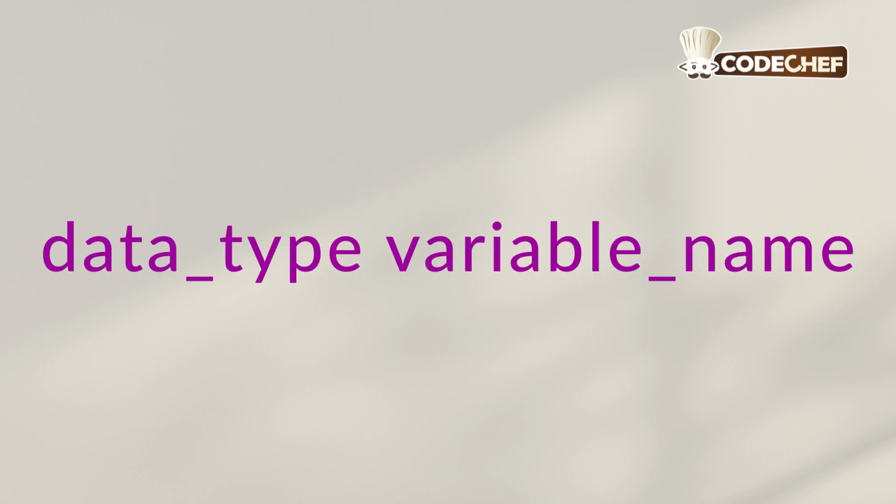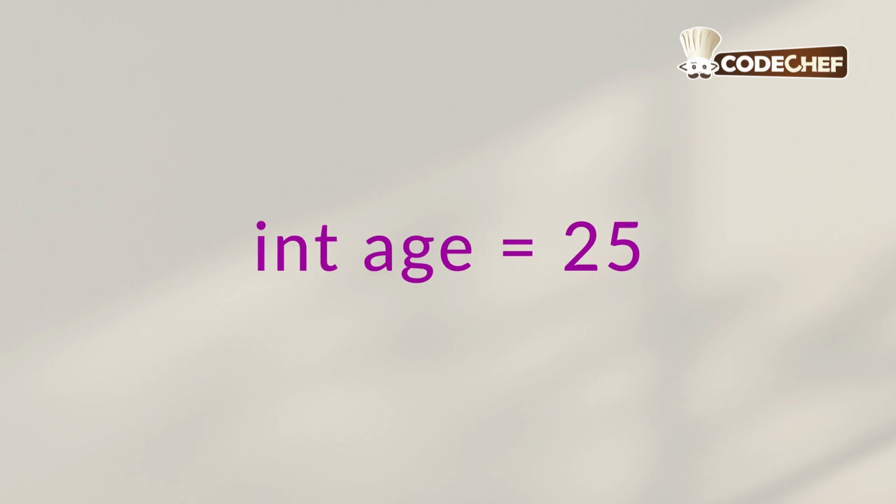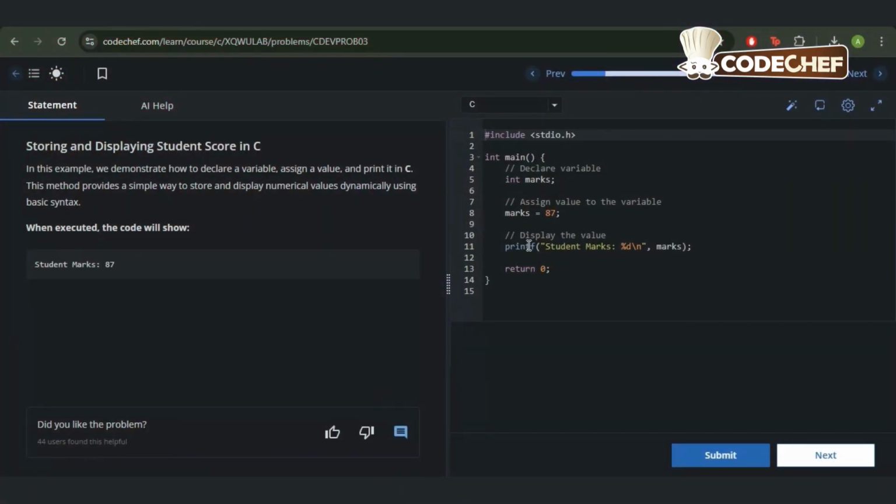Here's the basic syntax. data_type variable_name. For example, if you want to store a whole number, you can use the int data type. For example, here, int age. This creates a variable called age that can hold an integer or a whole number. Now, once you've declared a variable, you can assign a value to it. For example, here we take int age = 25, or you can directly declare and assign at the same time as int age = 25. Simple, right?